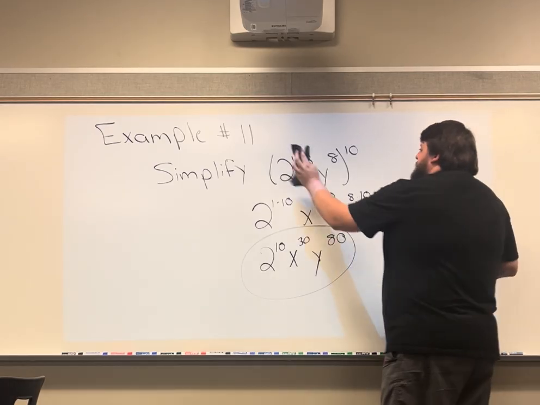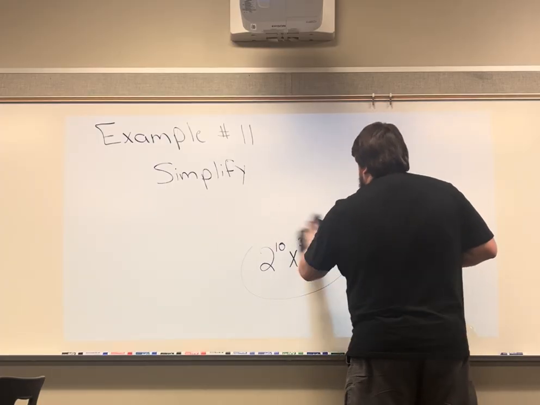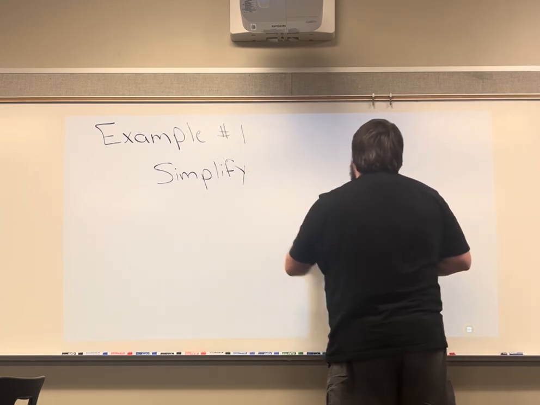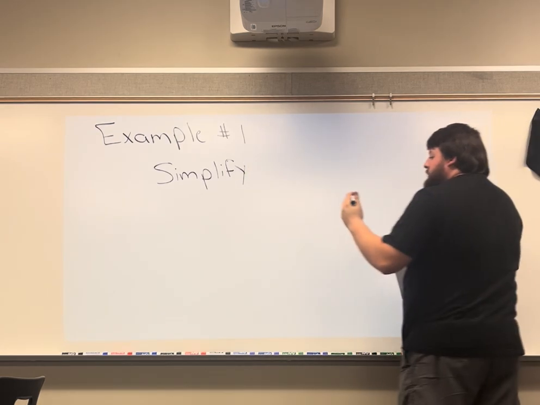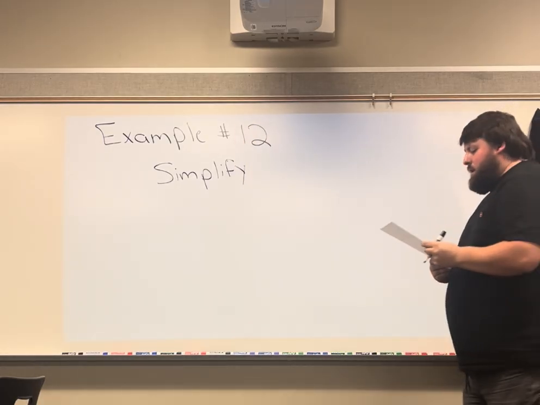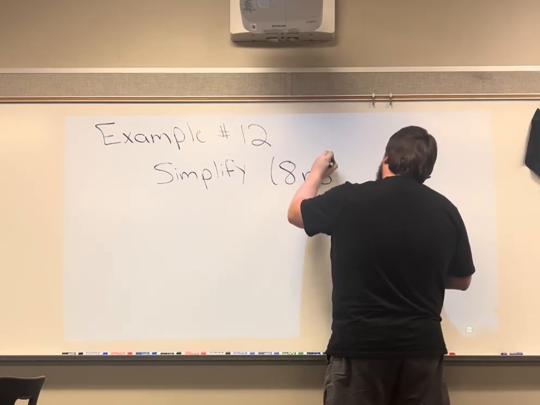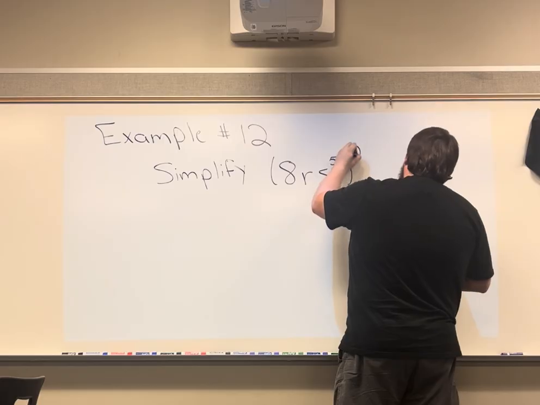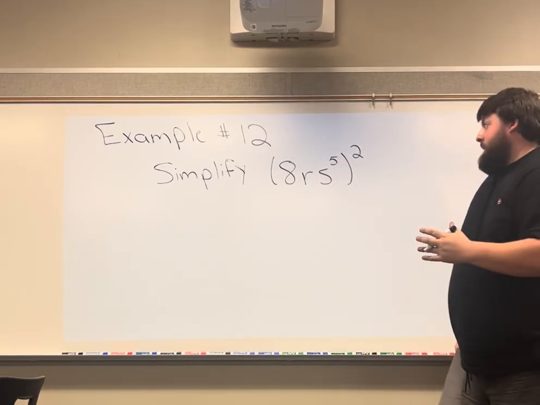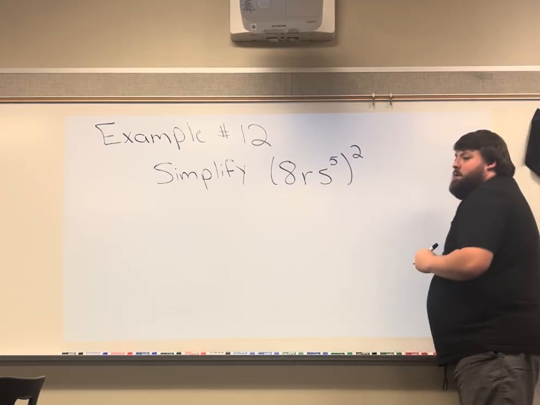Last example here, okay? Example 12. All right. We have 8rs to the 5th, all to the 2nd. Take a second, look at this. 8rs to the 5th.